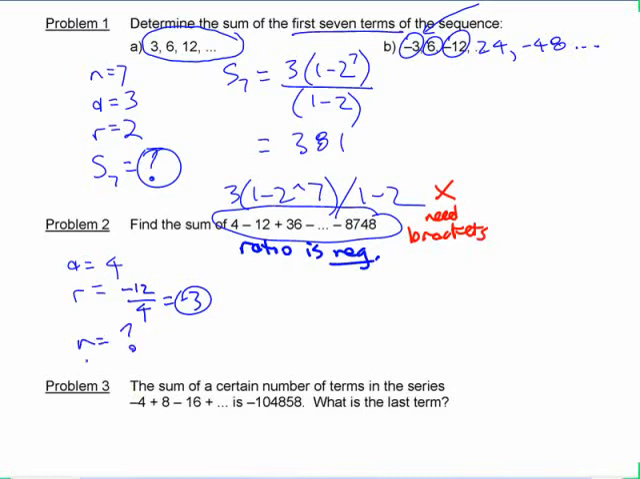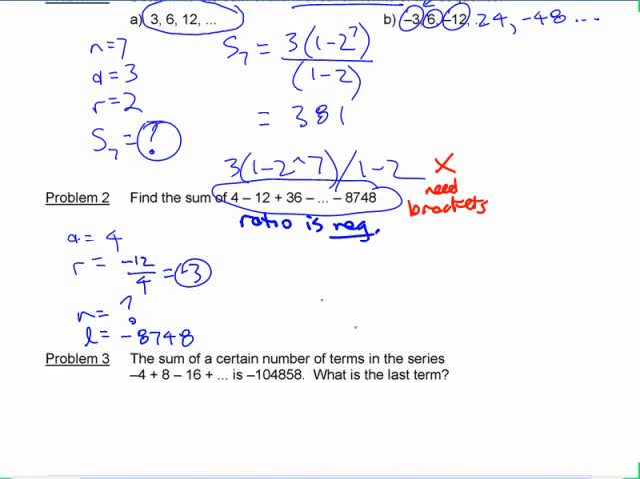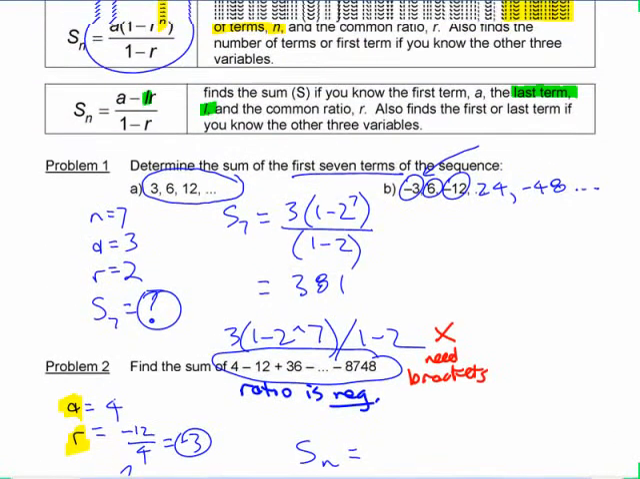No, right? Do we have L? Yeah, we do. The last term is negative 8748. These formulas, and which is the one we're looking for? It says find the sum, so we want S, and we want that one. If we have these three, pick the formula that makes sense to use for that.